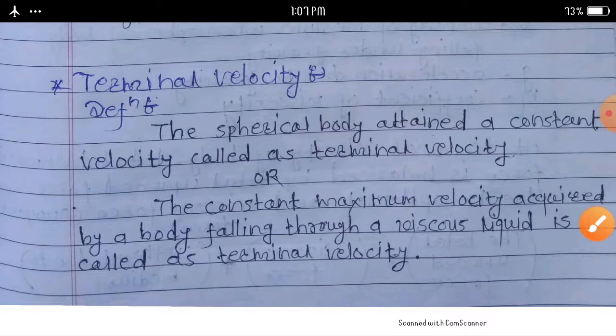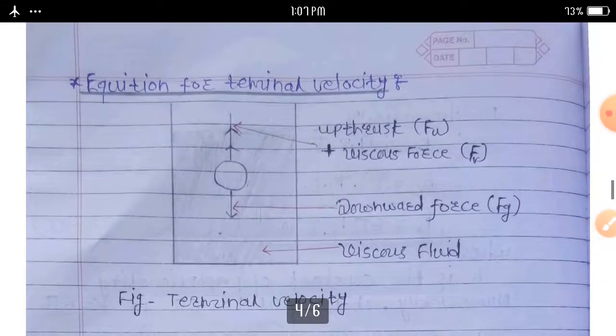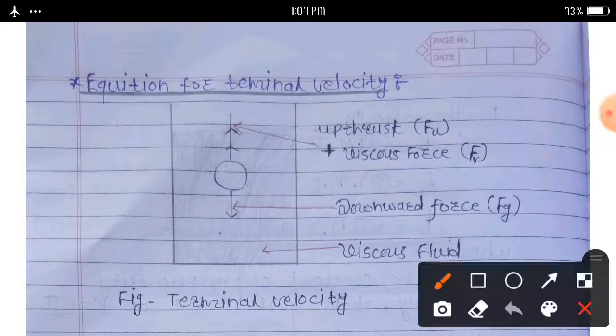See the next diagram. What do you mean by terminal velocity? Here we can consider what is meant by terminal velocity. This is a sphere. This spherical body attains a constant velocity. This constant velocity is called the terminal velocity, or the constant maximum velocity acquired by a body falling through a viscous liquid. Here we can derive the equation for terminal velocity. See this diagram, figure of terminal velocity.